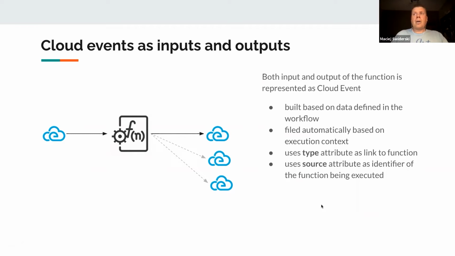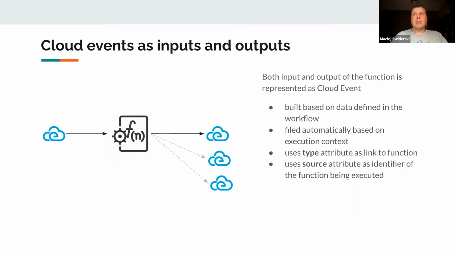All the functions use the type attributes as the link to the function, with one exception. I will mention that in a second. And the source attribute is the function that is actually being invoked. So if we call a function A, the function A will have the source attribute set on the output event as function A, but it will produce type information for the next function to be invoked. So that's why we have the function flow driven by the workflow definition, but invoked through the broker.